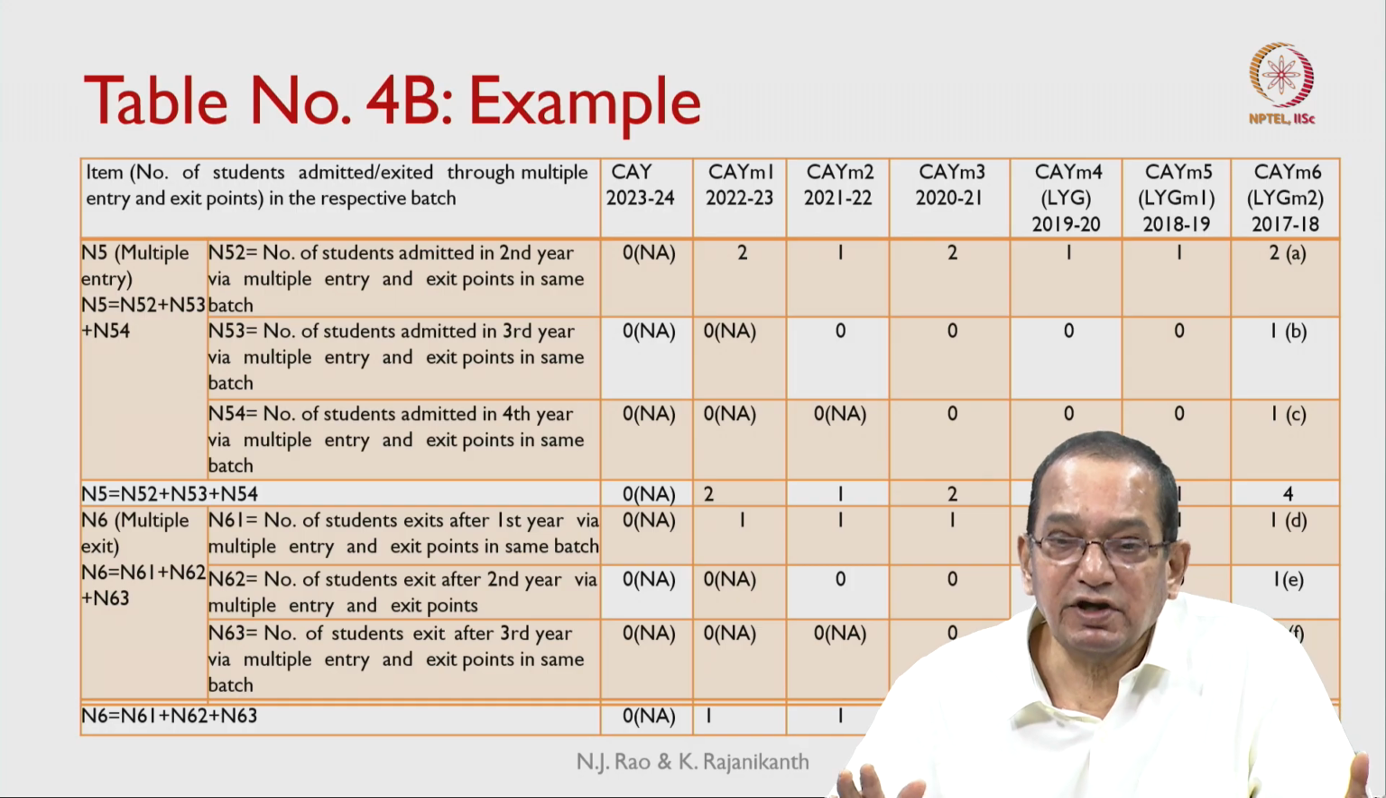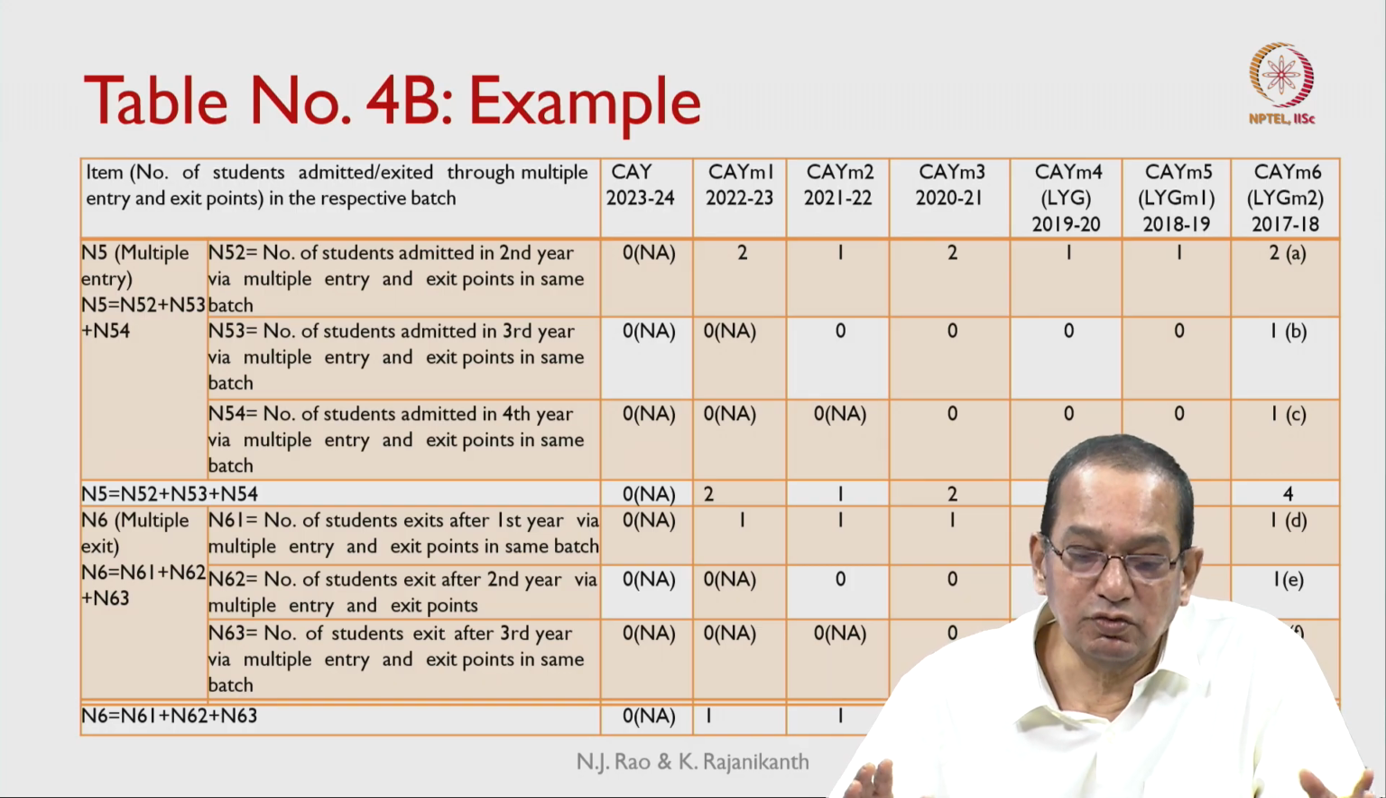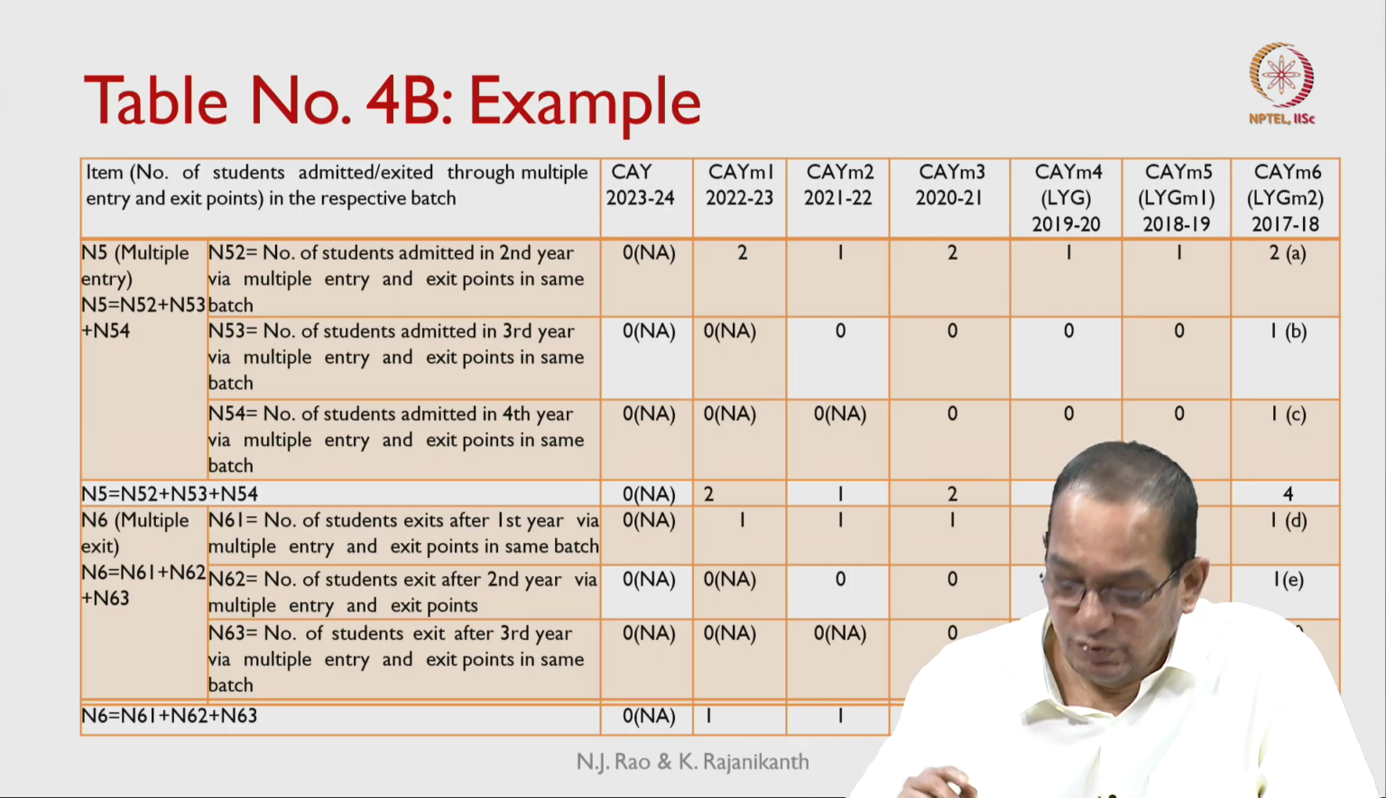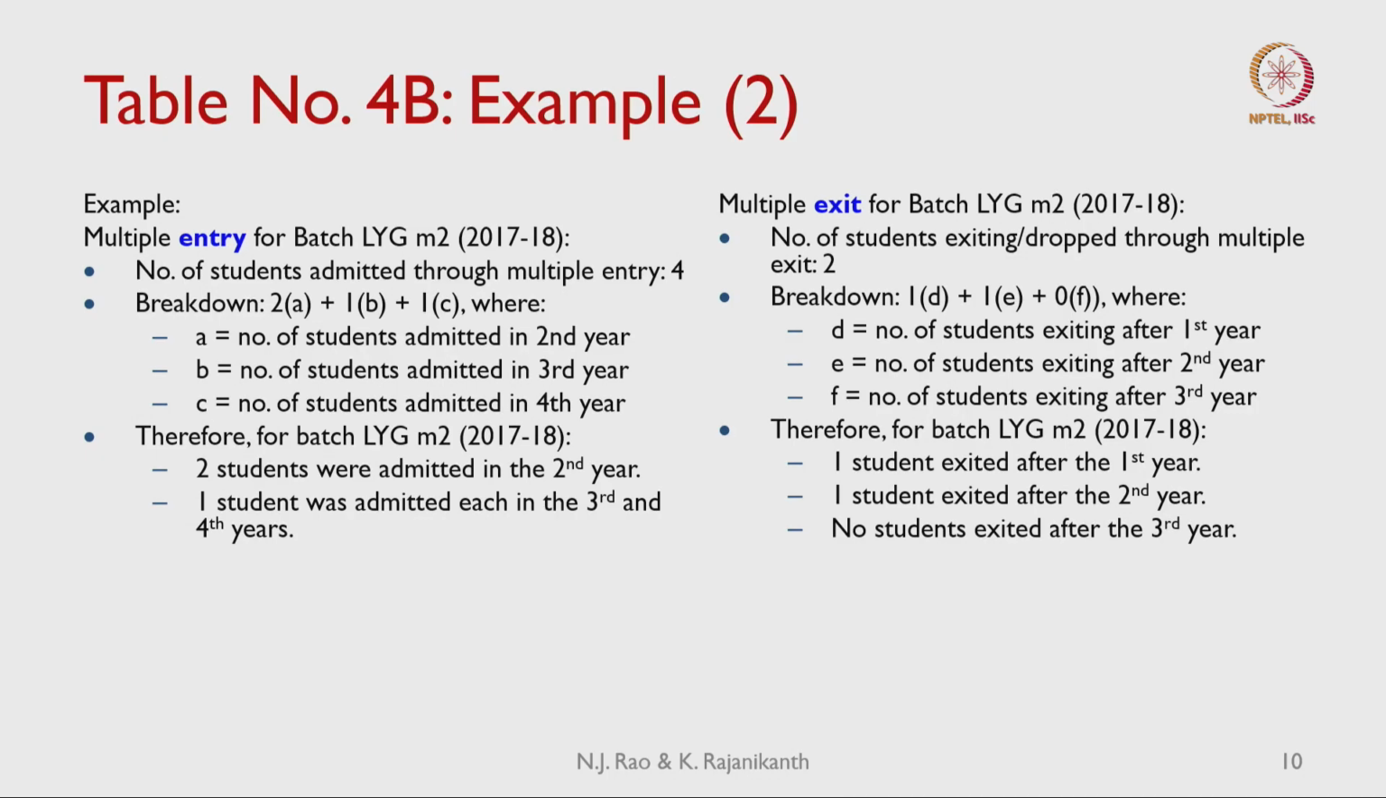Again, sample data is provided indicating how this information is to be provided. The same example is worked out here. See, multiple entry for the batch LYZ M2, that is 2017-18. In fact, at that time multiple entry exit was not available, but if it were available, this is how it would be. Then there is a multiple exit. So, the various numbers are given as examples.